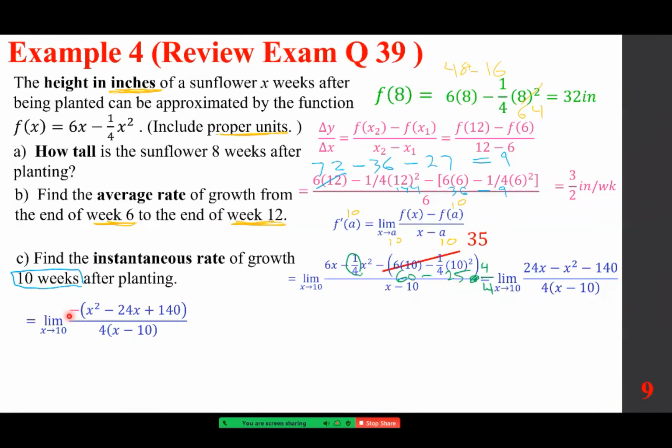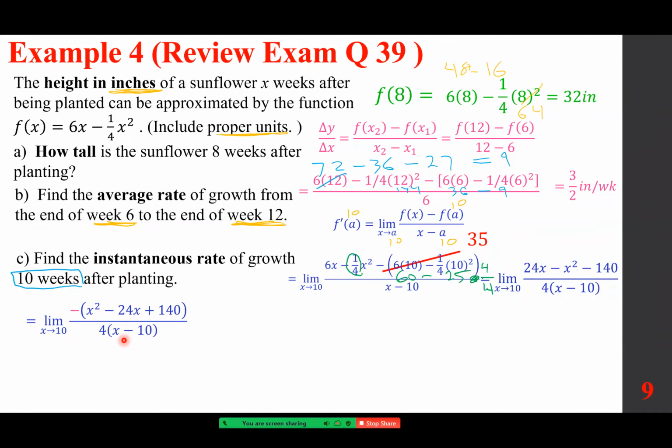If you distribute the negative sign, you get the same. Now, remember, x is approaching 10, and that's why the denominator becomes 0. We want two numbers. The product is 140. The sum is negative 24.